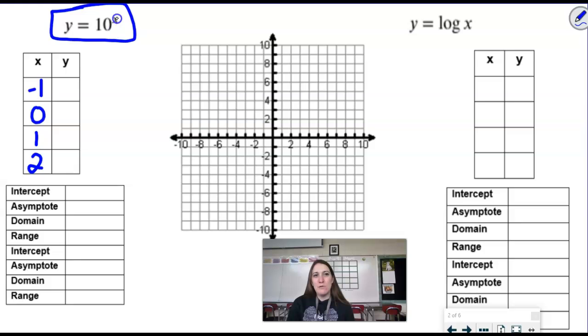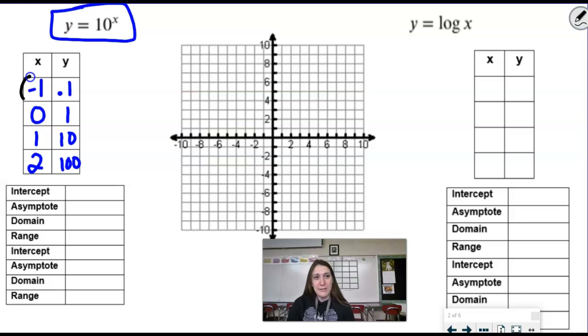So if I were to plug in -1, 10 to the negative first power is a 1/10. And again, you could have just typed that into y1 and gone to your table. And maybe I will do that. But for now, I'm going to use my brain. Plugging in a 0, 10 to the 0 is a 1. 10 to the first is obviously a 10. And then 10 squared is a 100. That's why I was kind of cringing. I was like, 100? I'm not going to be able to graph that, y'all.